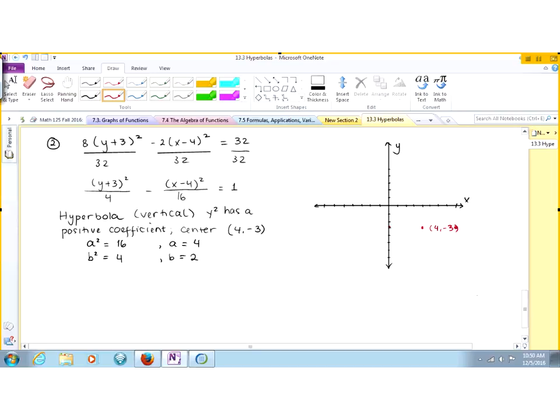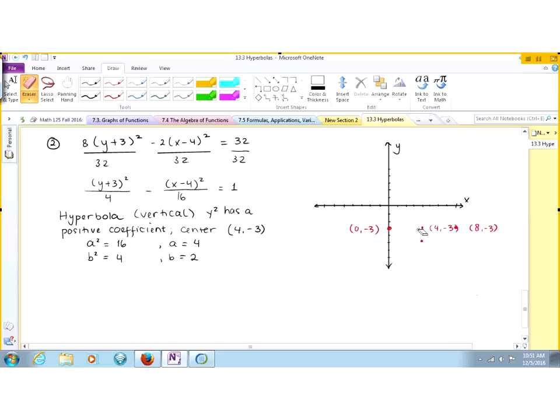So 1, 2, 3, 4. And 1, 2, 3, 4. So this is 8 comma negative 3. And then this is 0 comma negative 3. Okay. And then how many units do we go up and down? 2. Yes. 2 up, 2 down.